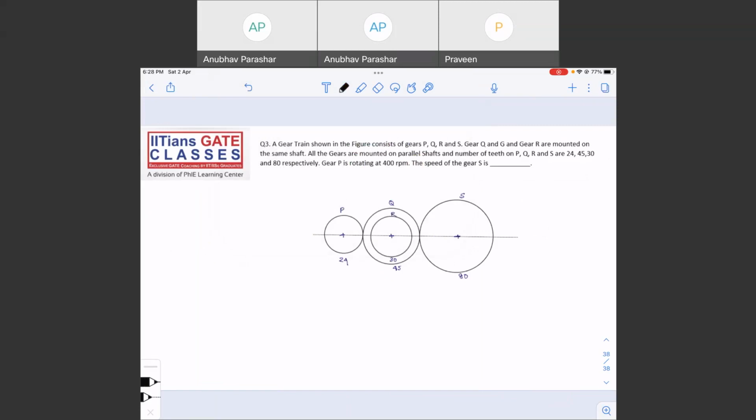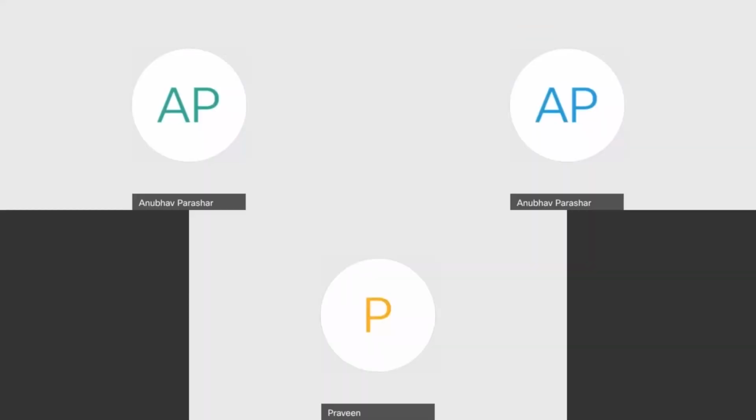So what is given? There are 4 gears P, Q, R, S, no doubt, but only 3 are engaged. P, Q, and S are engaged, right? Gears Q and R are mounted on the same shaft. All the gears are mounted on parallel shafts. The number of teeth on P, Q, R, S are 24, 45, 30, and 80. This is what we require.